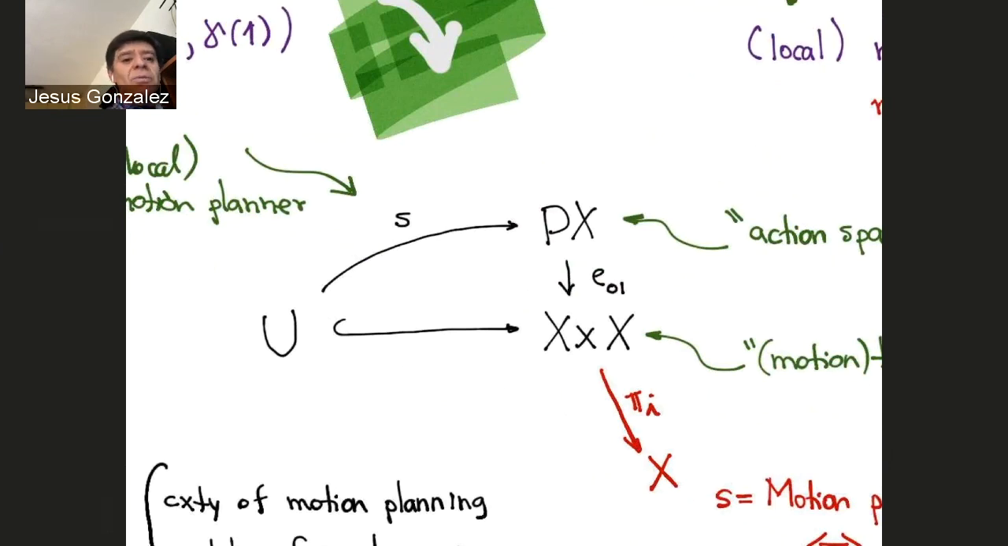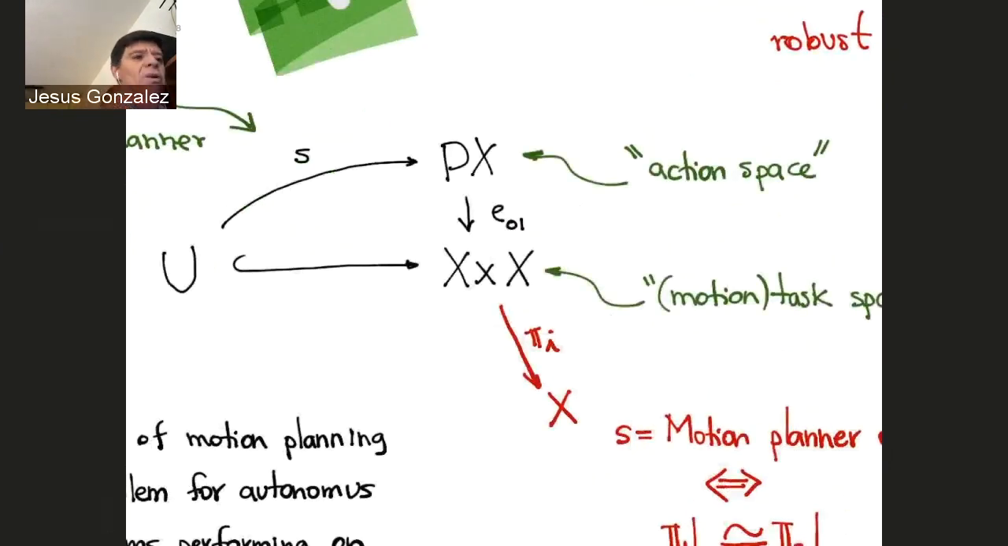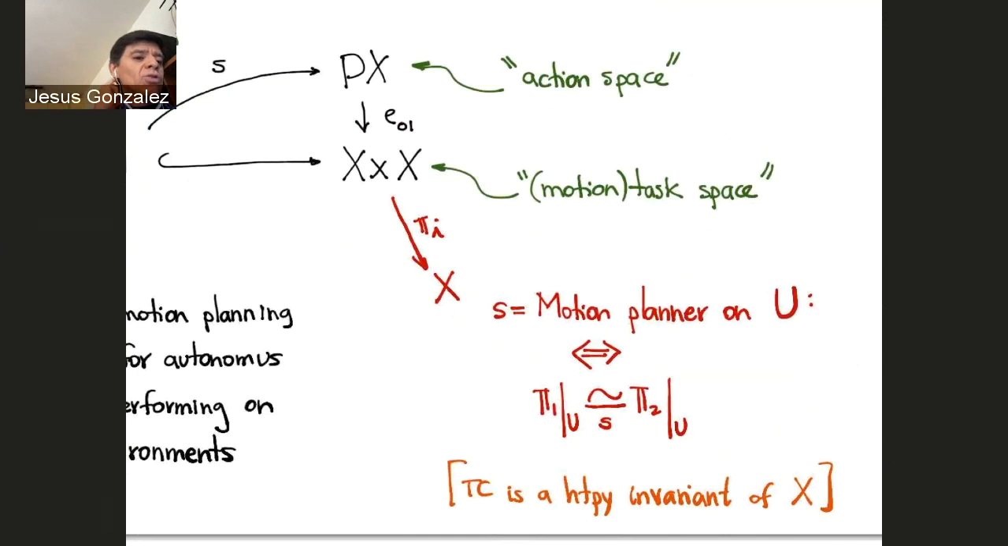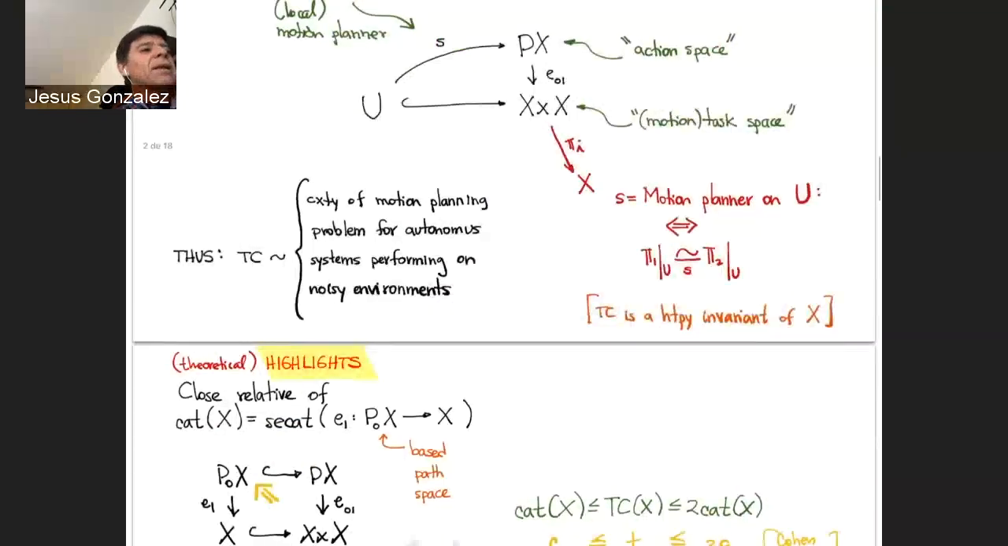So this is a requirement for being a section of the double evaluation map. All in total, this means that a local motion planner is nothing but a homotopy between the two restrictions of the projections. And in fact, this invariant is indeed a homotopy invariant. It has to do a lot with homotopy properties happening on X.